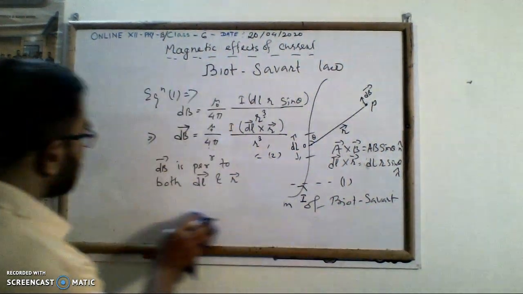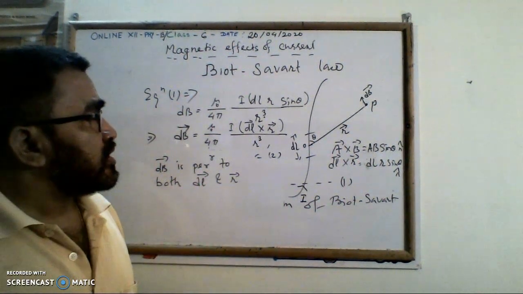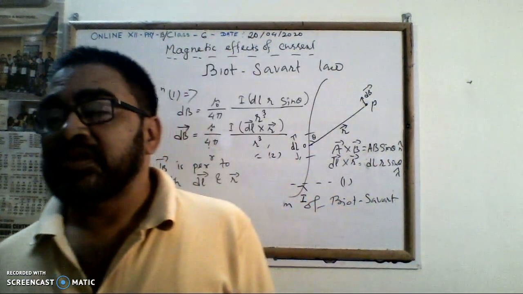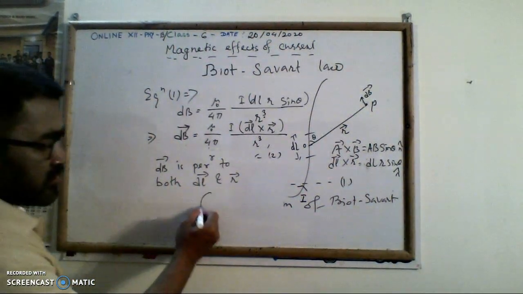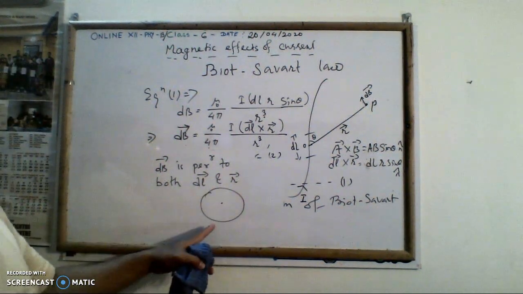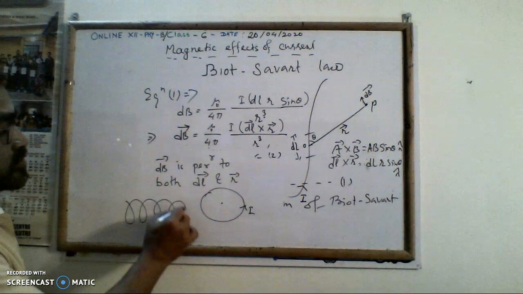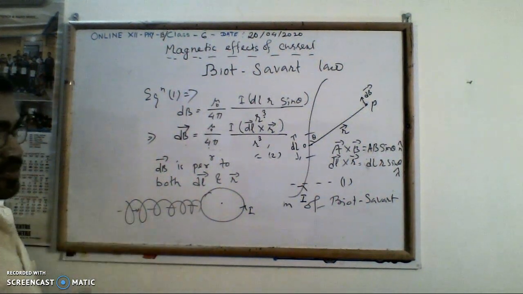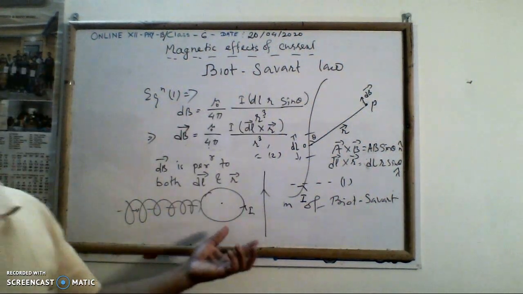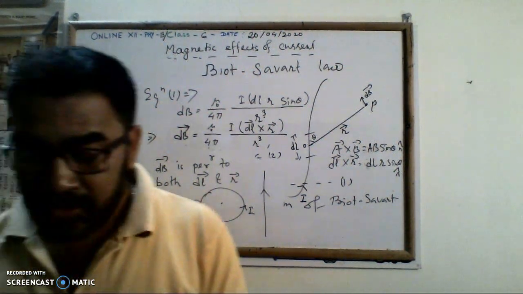This is very important. By using this you can find the magnetic field around a circular conductor, at the center of a circular conductor when current flows through it, or on the axis of a solenoid, or due to an infinitely long straight conductor. So this is all about Biot Savart's law. This is very important.